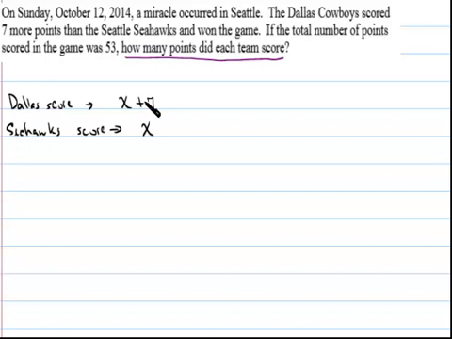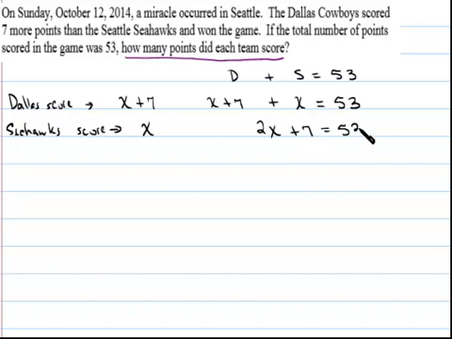And we also know this. If you take the Dallas score plus the Seahawks score, the total was 53 points. So if you take the Dallas score, which was x plus 7, plus what the Seahawks scored, which was x, it should equal 53 points. So we've just come up with an equation here that we can solve using the variable x. So the first thing we notice is we have two terms with an x that we can combine. 1x plus 1x. We combine them because they're on the same side. That's 2x and leave the 7, equals 53.